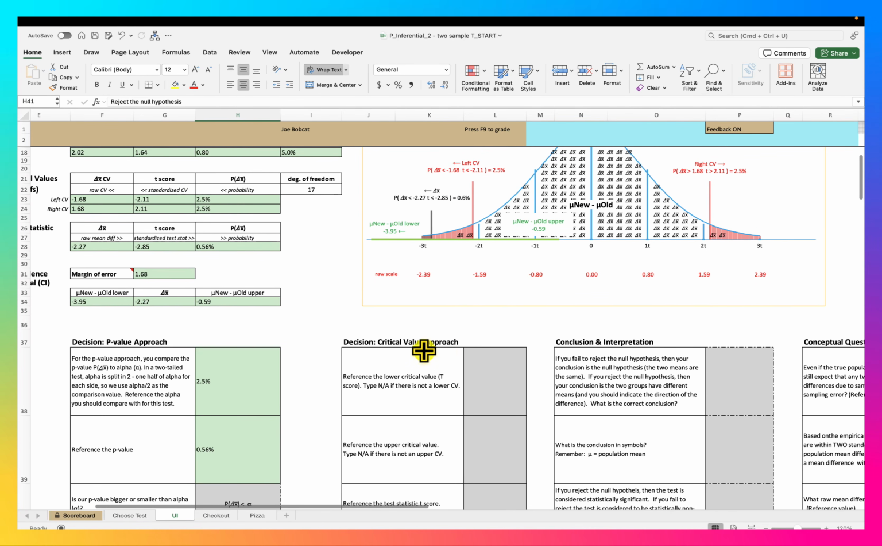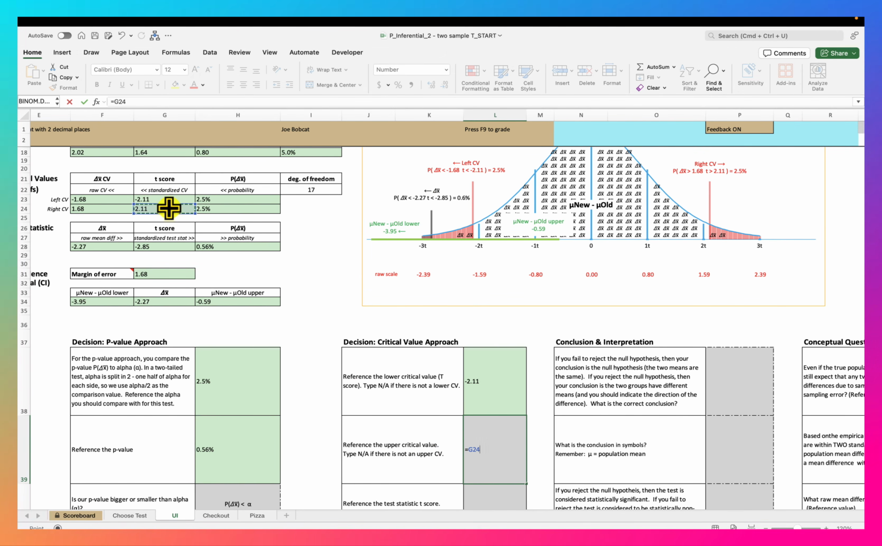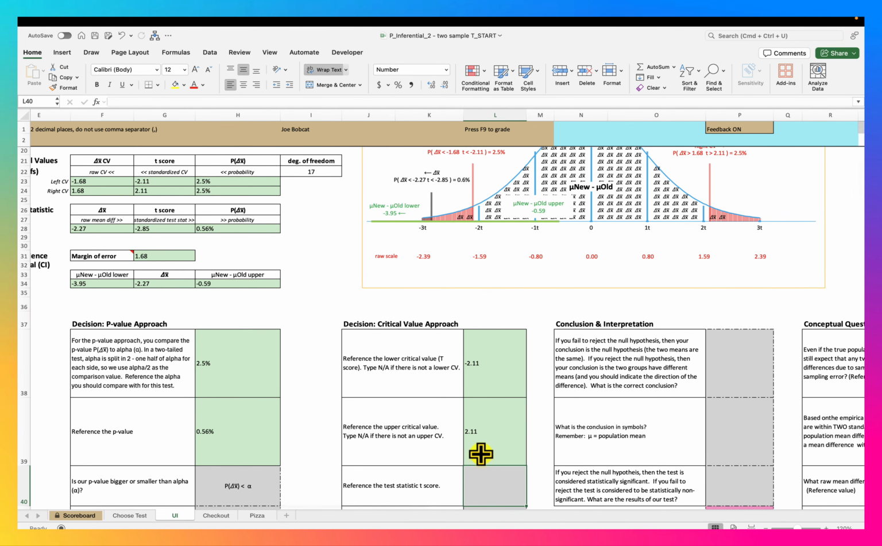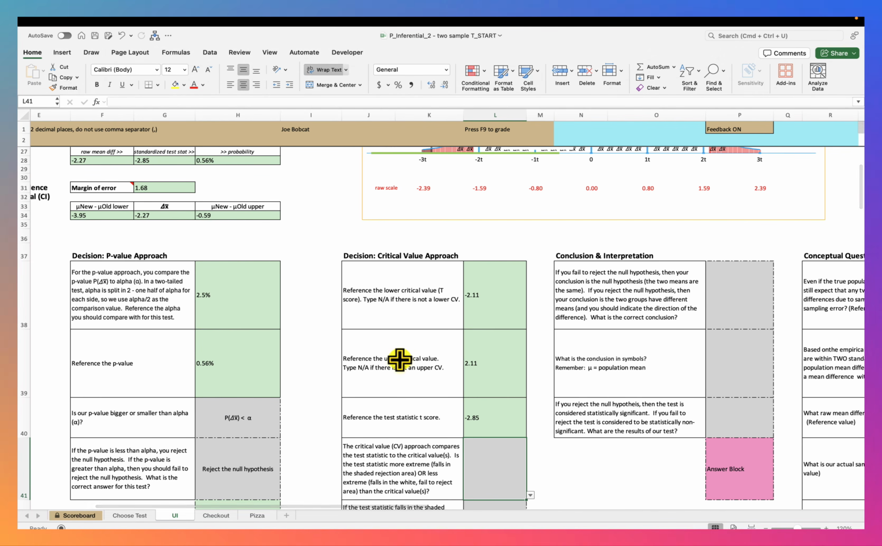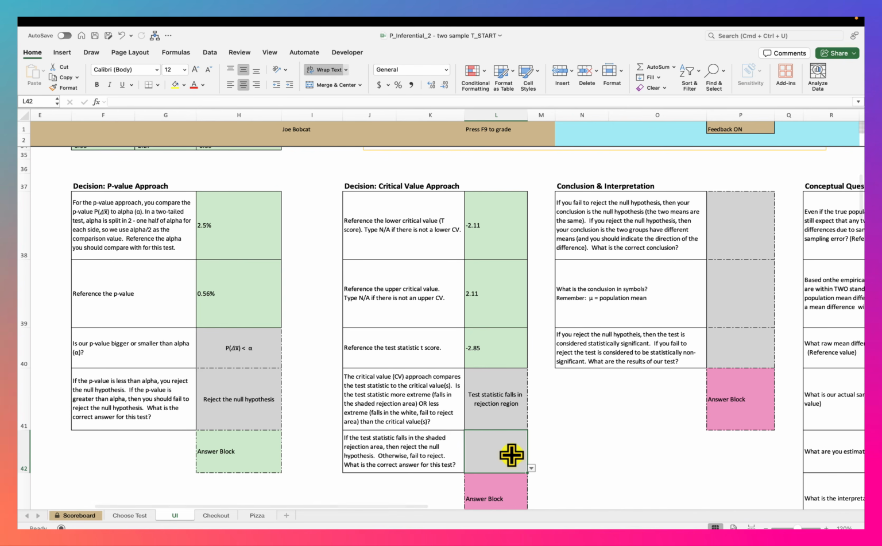All right, now we'll do the same thing, but with the critical value approach. So we'll reference the lower critical t-score and the upper one, and the test statistic. And it is more extreme, so we're going to be in the rejection zone. We reject the null hypothesis.